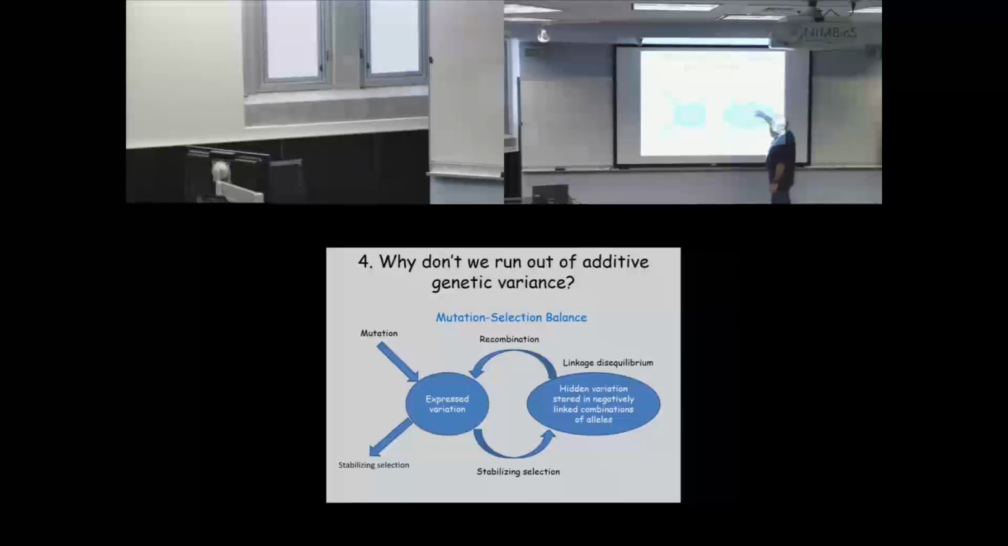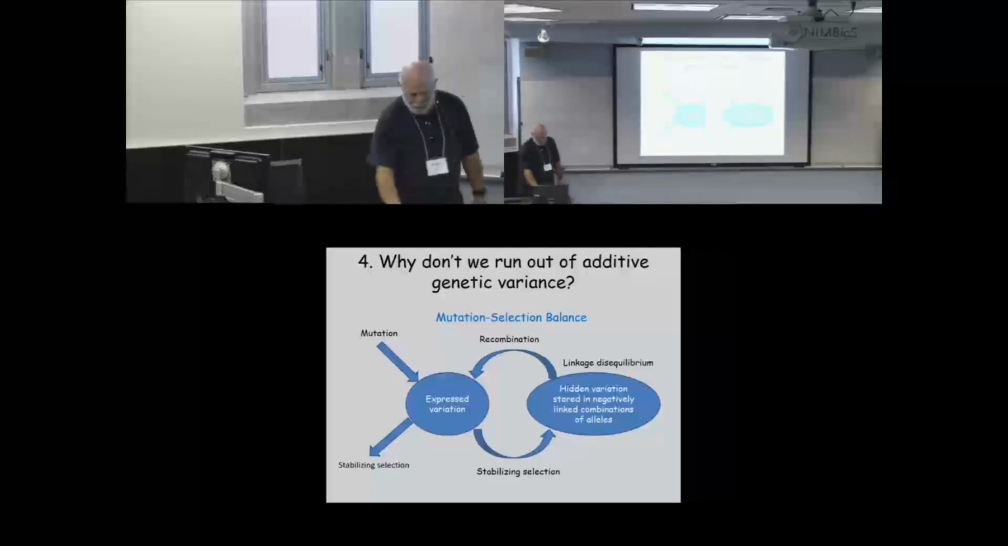Stabilizing selection is also going to create linkage disequilibrium, because you tend to link alleles that have an effect that pushes you towards the center of the mode, where the biggest fitness advantage is being close to the mean. So there's selection that creates these linked combinations of alleles. And that, by recombination, is going to be broken down. So you're constantly shifting between these two expressed and hidden sources of variation.